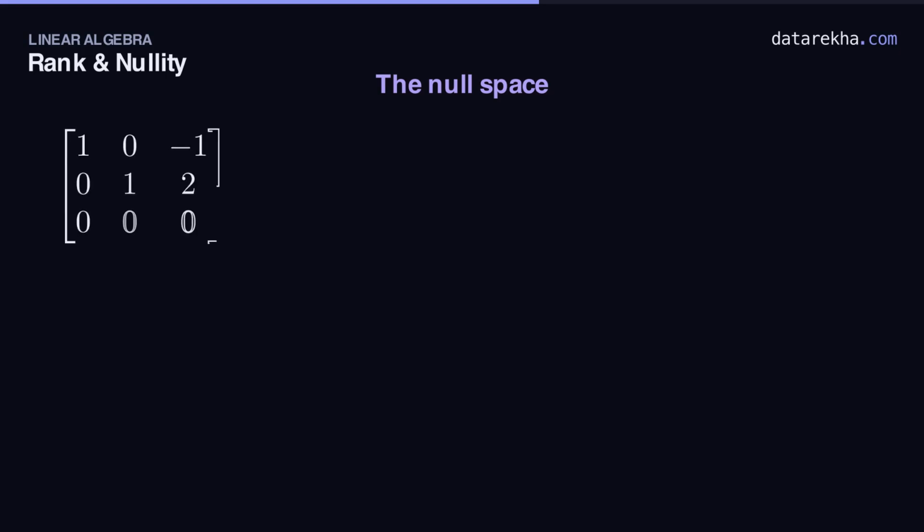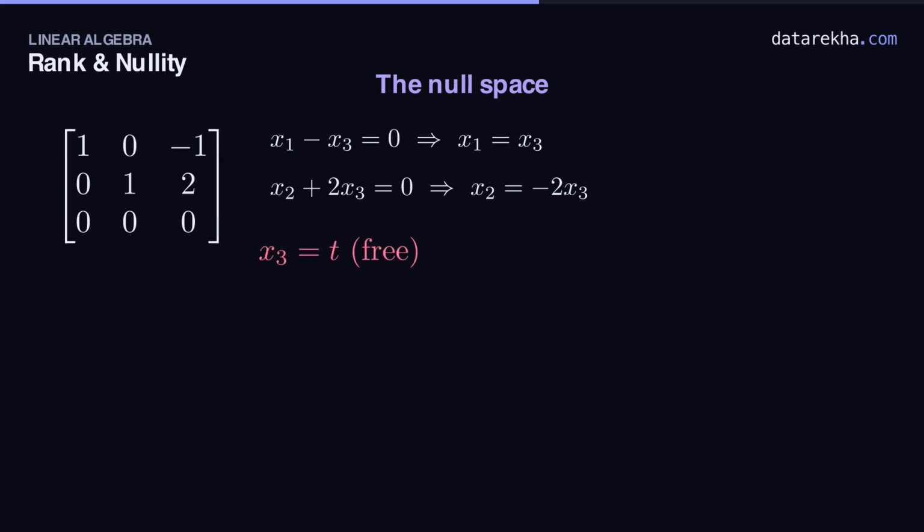Let's actually find that null space. Set Ax equal to 0 and read the reduced rows as equations. The first says x1 minus x3 is 0, so x1 equals x3. The second says x2 plus 2x3 is 0, so x2 is minus 2x3. Notice x3 is the free variable. Nothing pins it down, so let it be any number t. Then x1 and x2 are both forced by it.